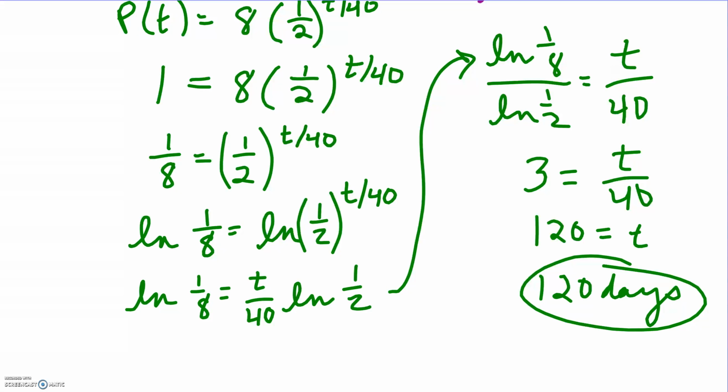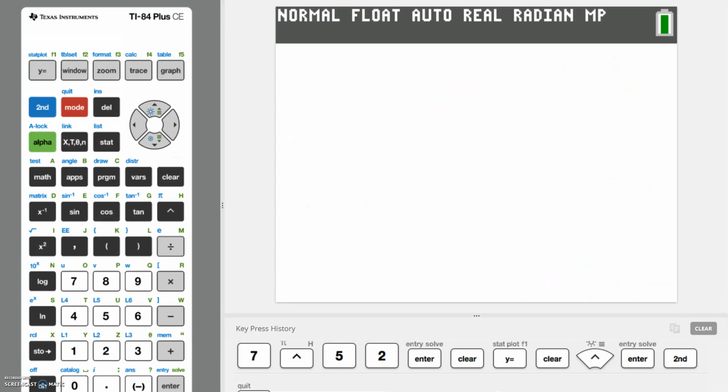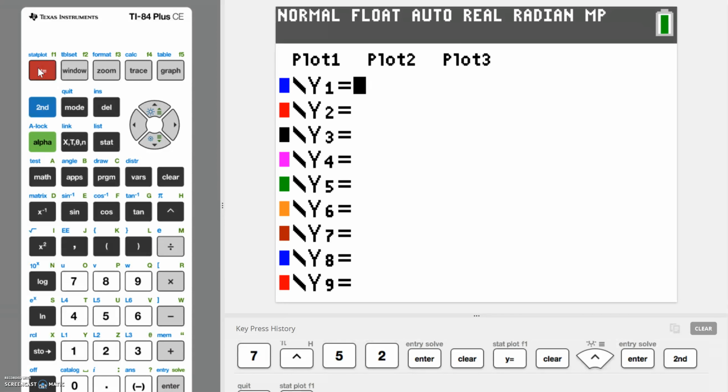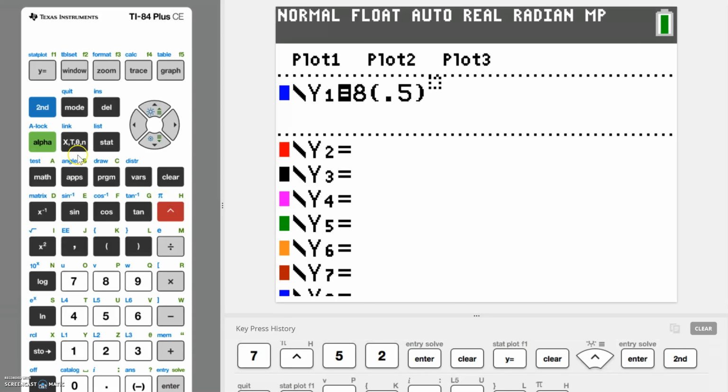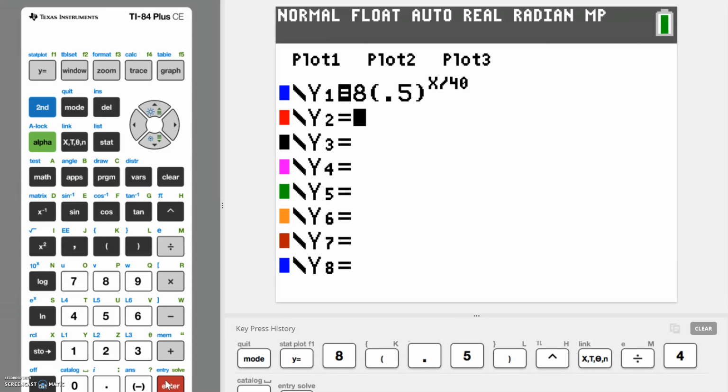Or, of course, you could always graph it. Let's go to our graphing calculators and just check that out real quick here. So on your graphing calculator, you would type in the equation into your y equals. So I'm going to go up here. We're going to do y equals 8 times 1/2, which is 0.5, raised to the power x over 40. And I want to know, when is that equal to 1? So I'm also going to graph y equals 1.